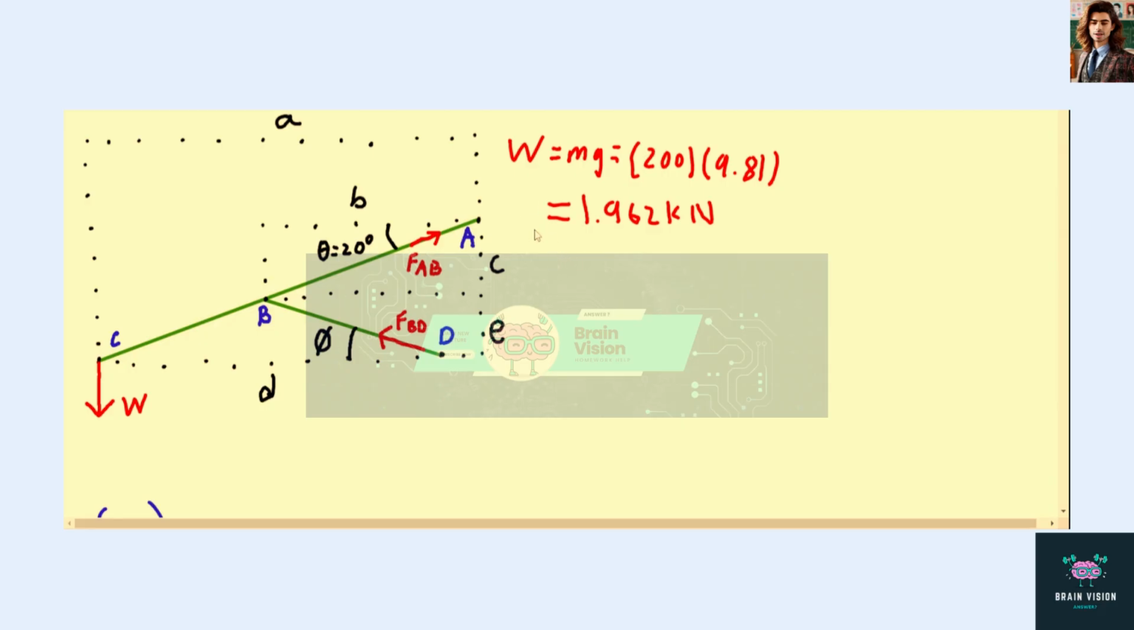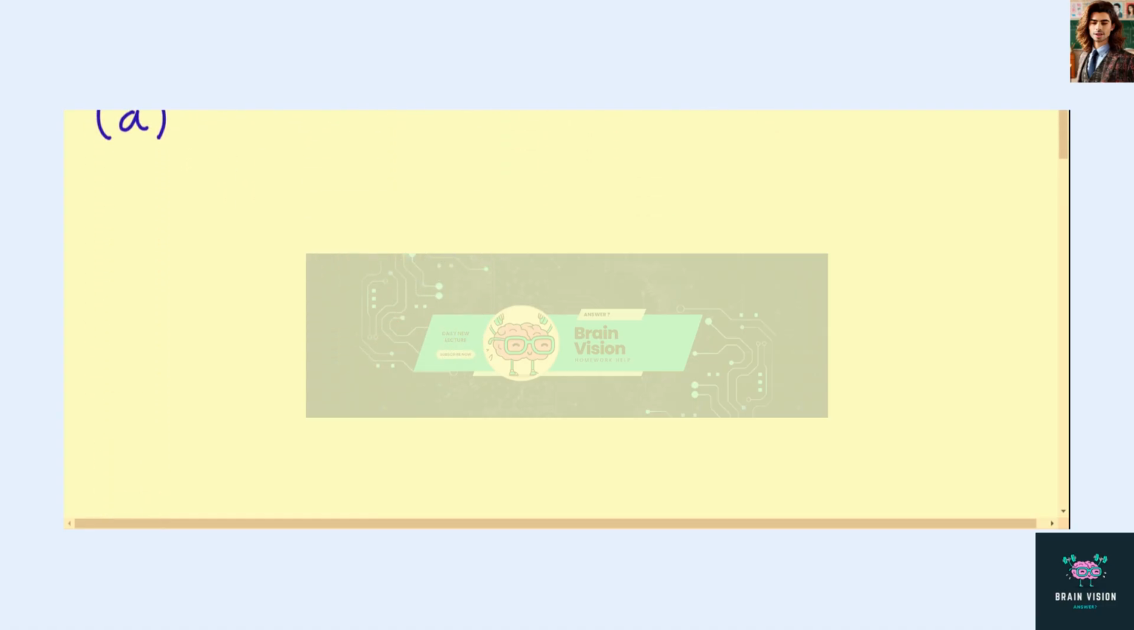To start solving this problem, we're first going to solve for the unknown lengths in this free body diagram. To find our length A, we can do 5 times the cosine of 20 to get a length of 4.6985 meters.